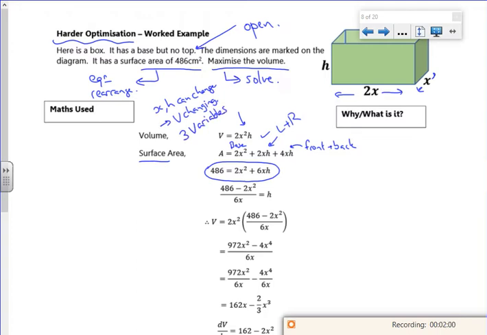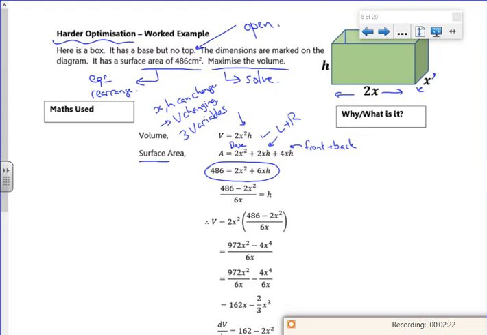Now, we haven't done multivariable calculus. What we need is two variables, a V on the left and either an X or an H on the right. That's what we do, because when we had Y equals X squared, it was Y on the left and X on the right. So this is why I'm rearranging. Now, I'll rearrange for the easiest bit.